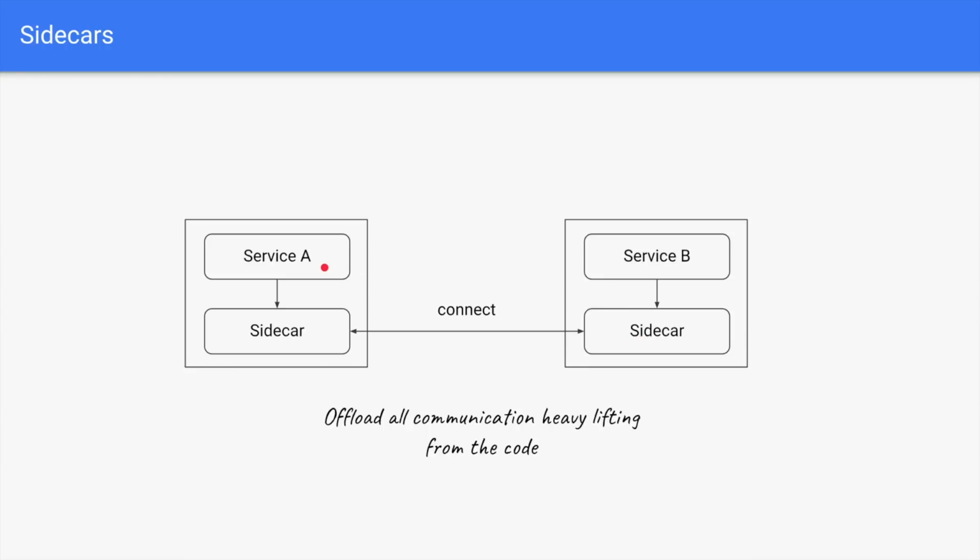Whenever service A wants to connect to service B, it will not connect to it directly. It will always talk to the Sidecar. So Sidecar will act as a proxy for service A. And then it's the Sidecar's responsibility to talk to the other service's Sidecar. So this Sidecar proxy is offloading all your communication or infrastructure related difficulties that we spoke about from within your code. We are offloading that to the Sidecar. So that's the concept or advantage of having a Sidecar.